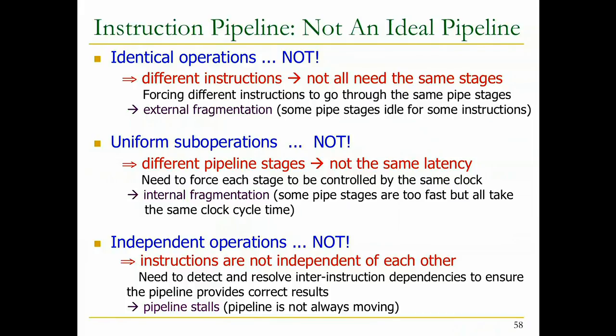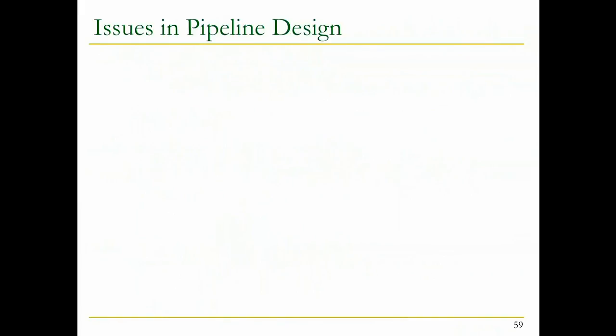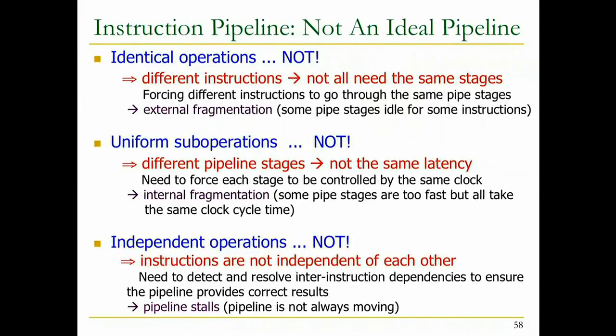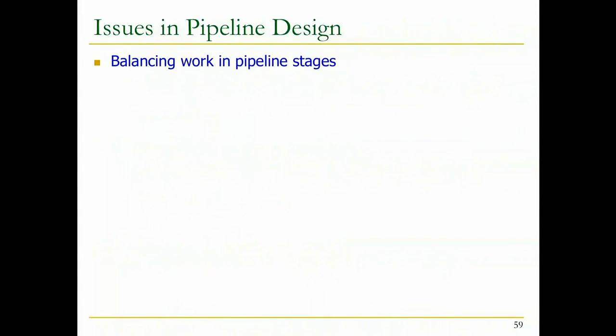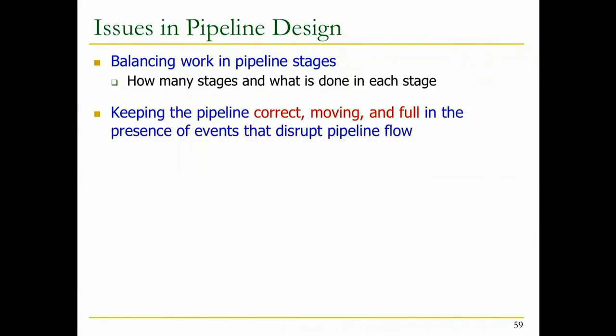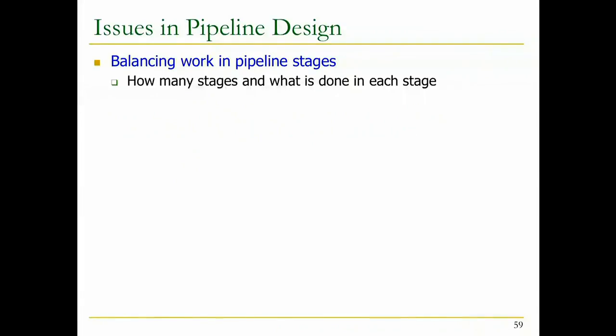So these three issues are very fundamental to a pipeline. And you could extend this analogy to, I'm sure, other things in life. So feel free to do that. So, issues in pipeline design: clearly, balancing work in different pipeline stages is critical. Basically, all of the issues arise from here, because it's not an ideal pipeline. So we want to solve them. We want to balance the work in pipeline stages somehow. Now, we're not going to talk about that as much. That's a very tough problem, actually, that people deal with. How many stages and what is done in each stage? We're going to talk about some of this over here.